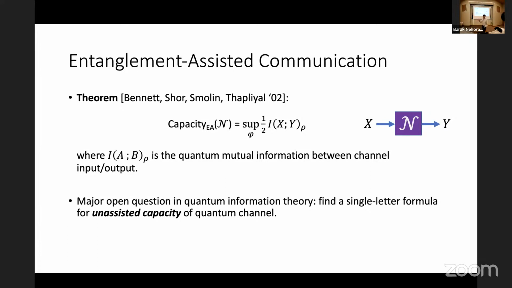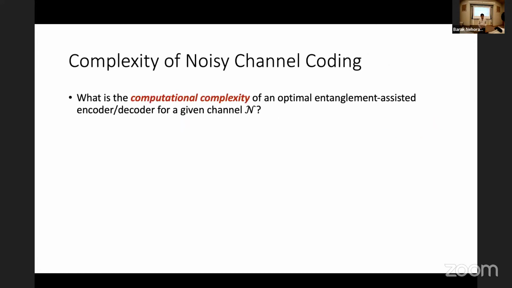Anyway, I should just mention a major open question in quantum information theory: if you take away entanglement assistance, is there a single letter formula for the capacity? It's not known. I think people are divided on whether there should be a single letter formula or not. So, okay, that was the information theory.